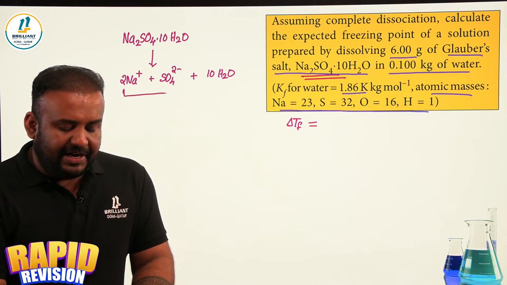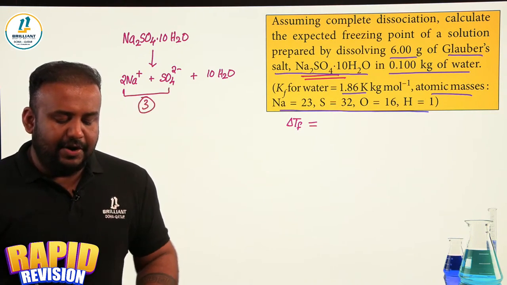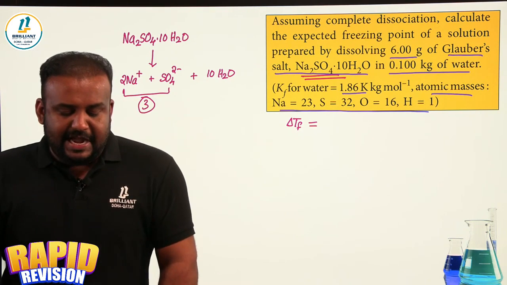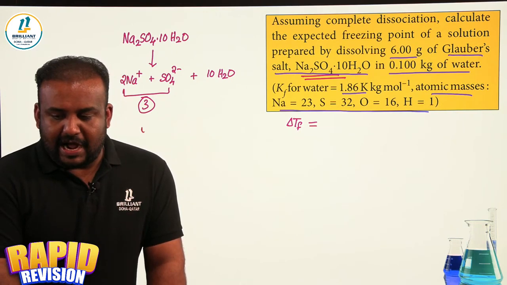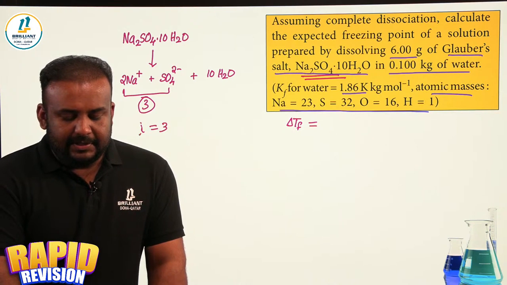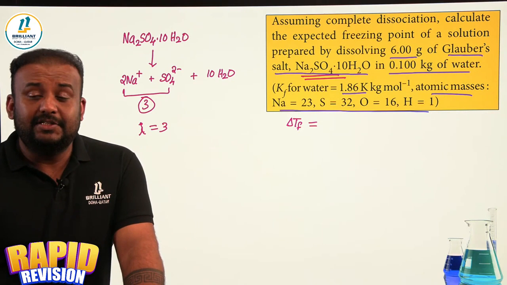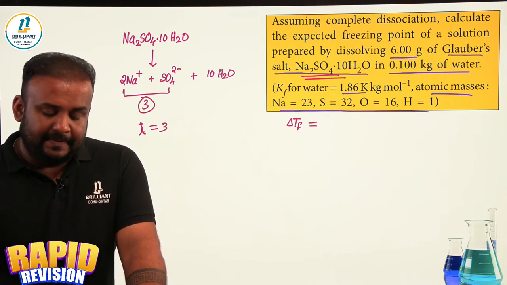Yes. So effectively, you are getting 3 ions there. Did you understand that? 2Na+ and 1SO4 2-. So i will be 3. So don't forget to take the Van't Hoff factor, especially when the solute is an electrolyte.